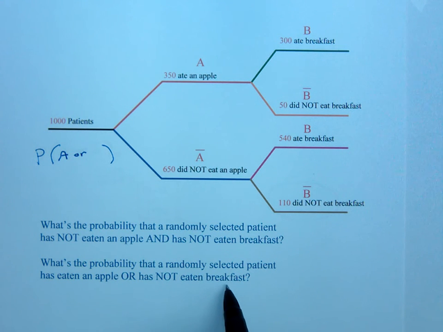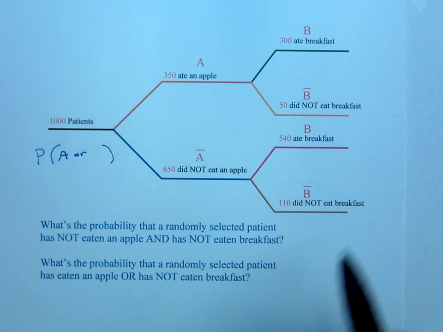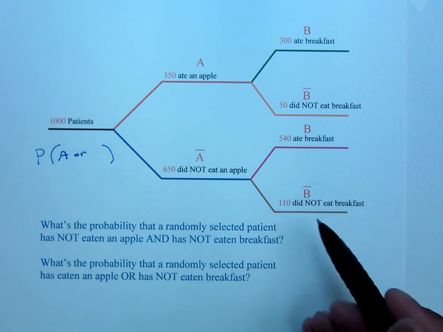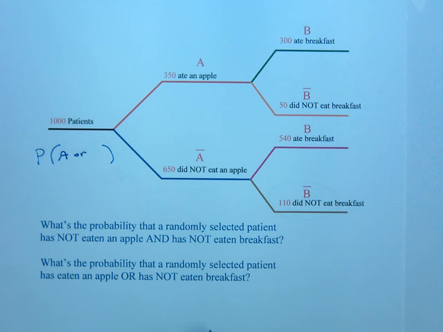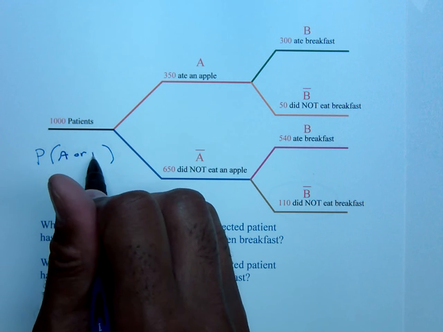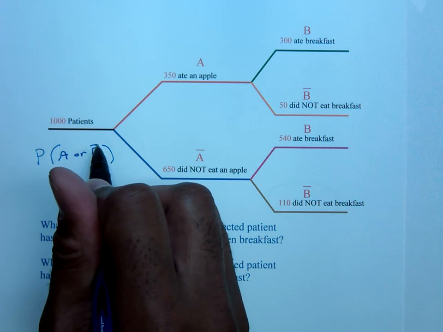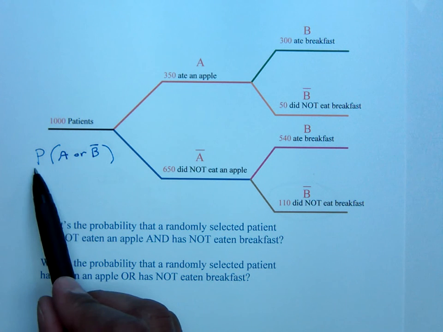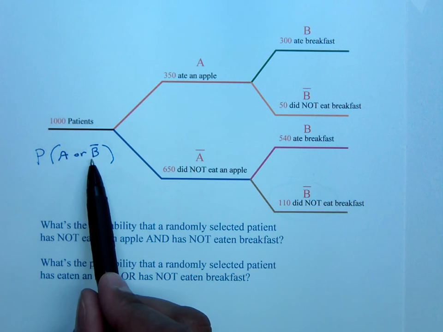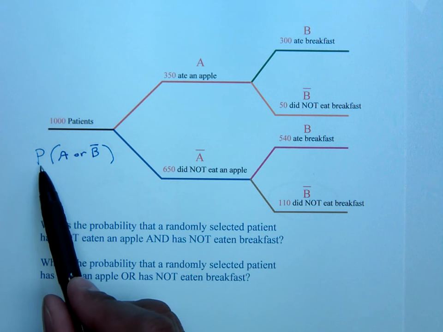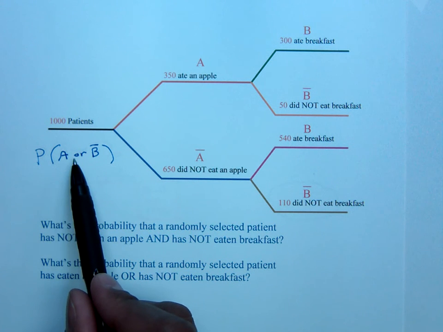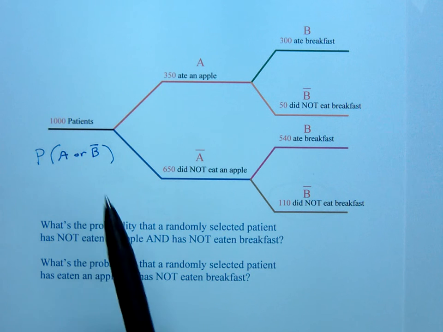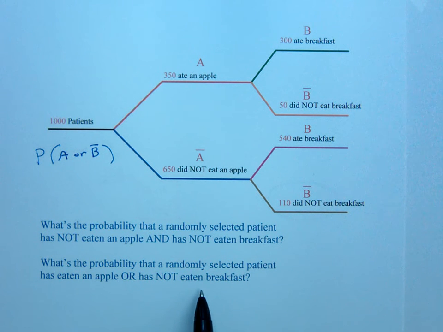We want people who have not eaten breakfast. So we're either going to want a B or a not B. We want the opposite of eating breakfast, so that'll be the complement of B. So symbolically this says the probability of A or the complement of B. In plain English we would call this the probability that someone's eaten an apple or they did not eat breakfast, which is what we're asked.